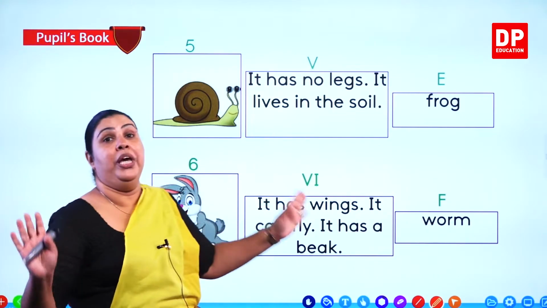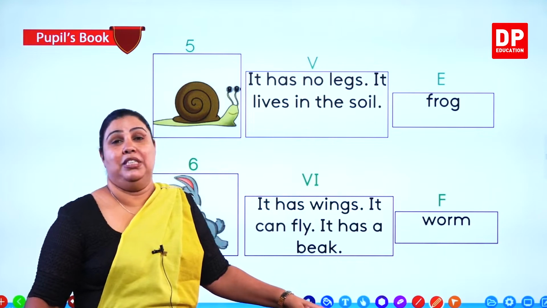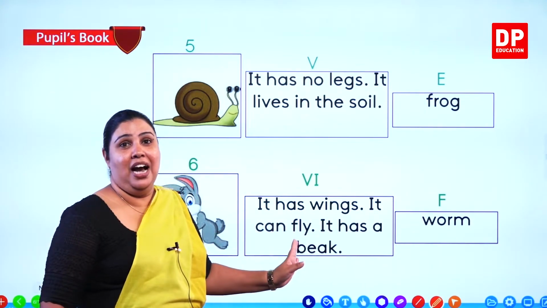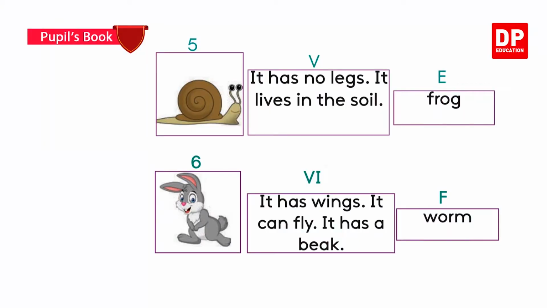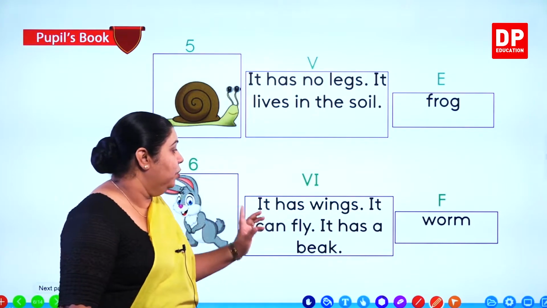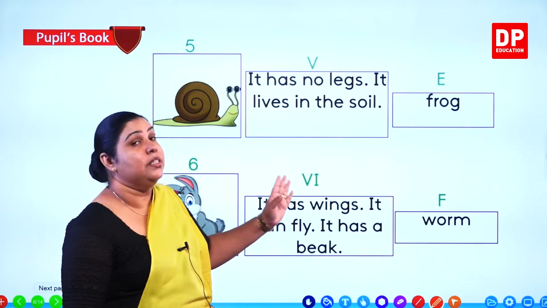It has wings. Oh, rabbits don't have wings. It can fly. Rabbits can't fly. I don't think any rabbit can fly. They can jump and run. Okay? So this description says it has wings.